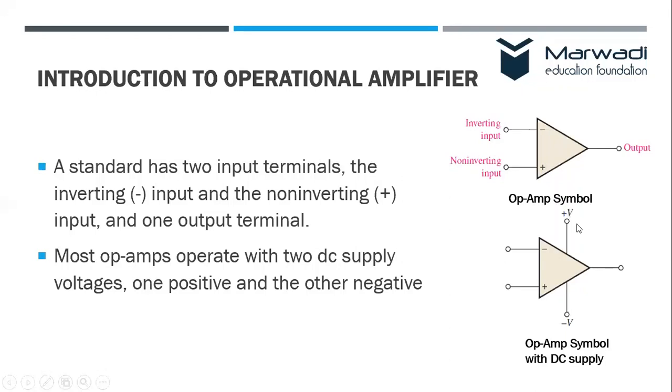Additionally, we have supply also. We know that amplifiers cannot run without supply, right? And because most of the signals are bipolar in nature, there are two DC supplies, plus and minus. For example, plus V can be plus 12 volt and minus V can be minus 12 volt. And of course we have a ground also, which is not shown in the figure here because this is a symbol, right? So most op amps operate with two DC supply voltages. One is positive and the other is negative, right?